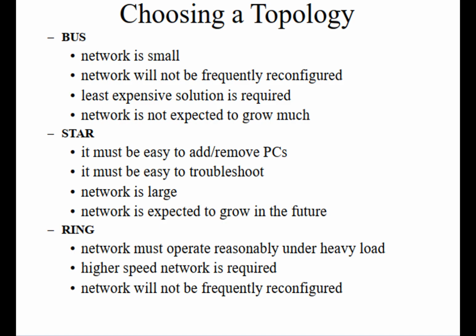Choosing a topology. Choose a bus if the network is small, will not be frequently reconfigured, the least expensive solution is required, and the network is not expected to grow much. Choose a star if it must be easy to add or remove PCs, it must be easy to troubleshoot, the network is large, and the network is expected to grow in the future.